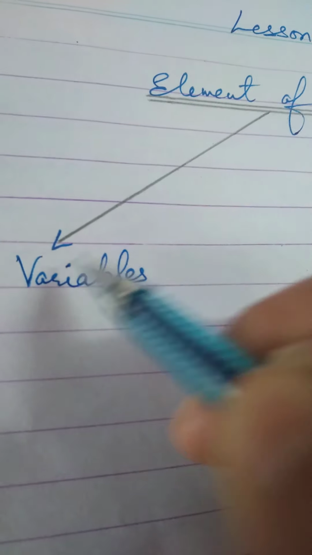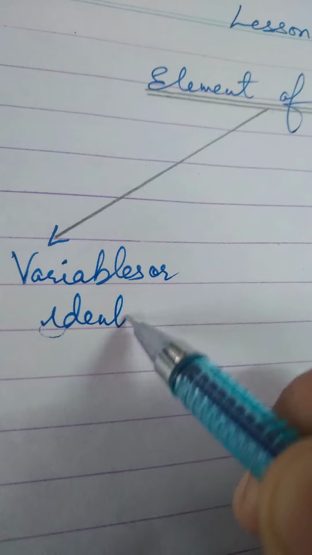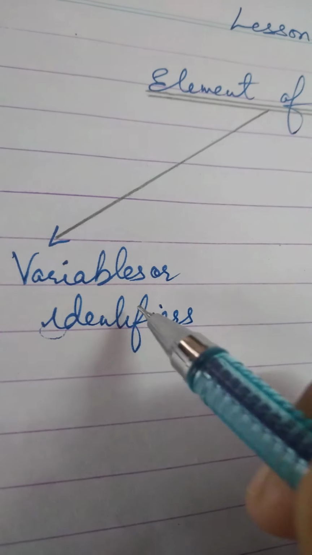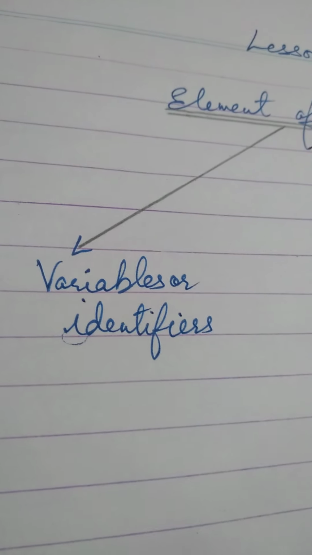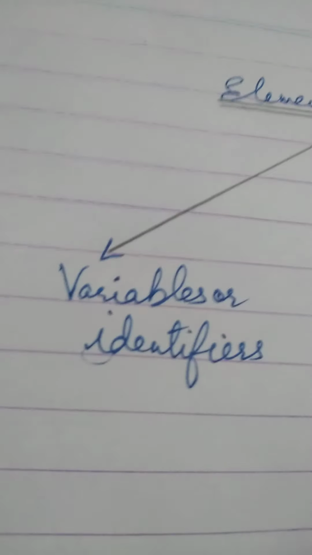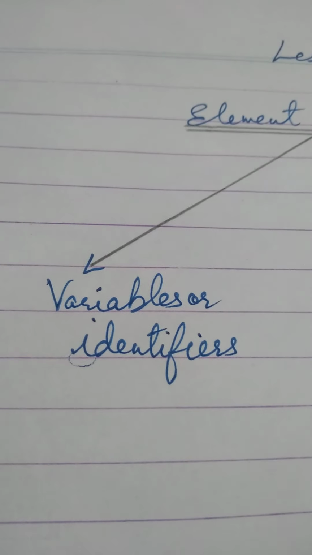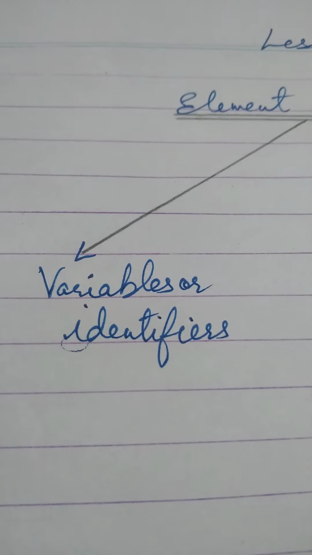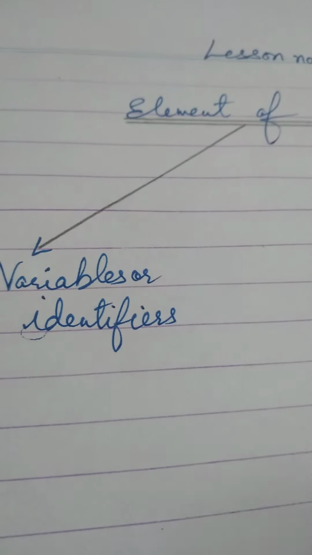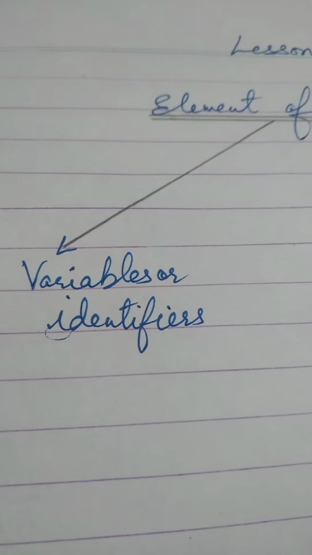or also known as identifiers. Since it identifies or gives the identity, that is why it is known as an identifier. Basically your variables are the named memory locations which are created in the main memory of the computer. And what is their main purpose? They are used to store the data or the value in computer's memory.